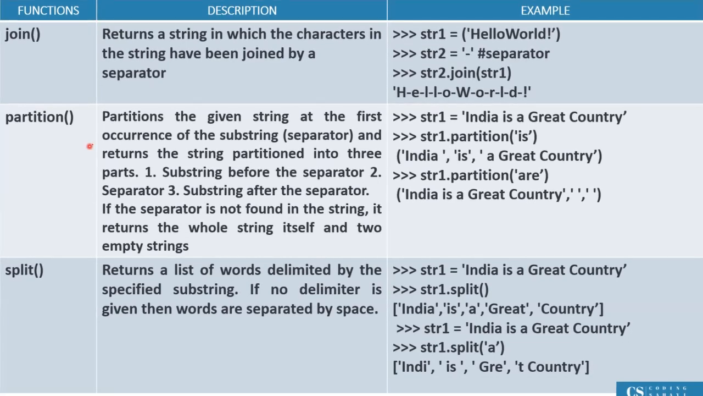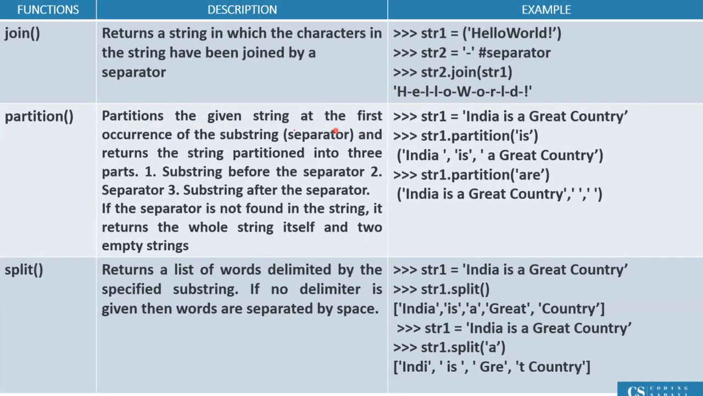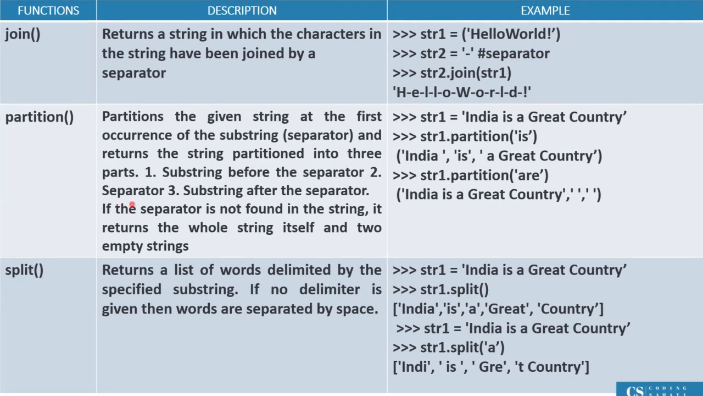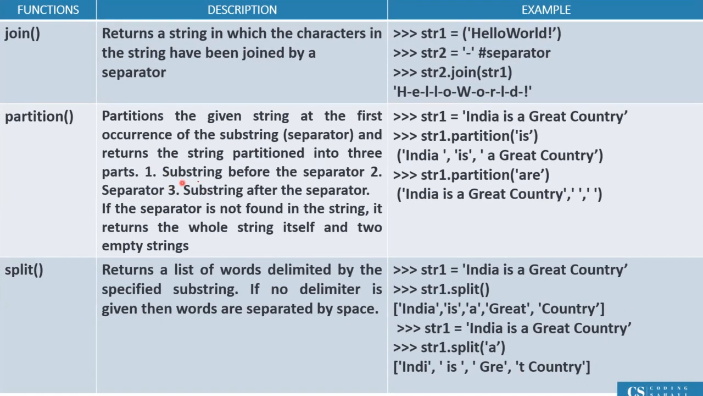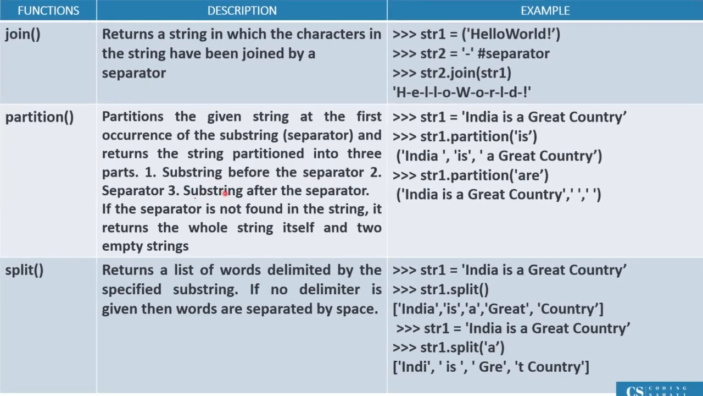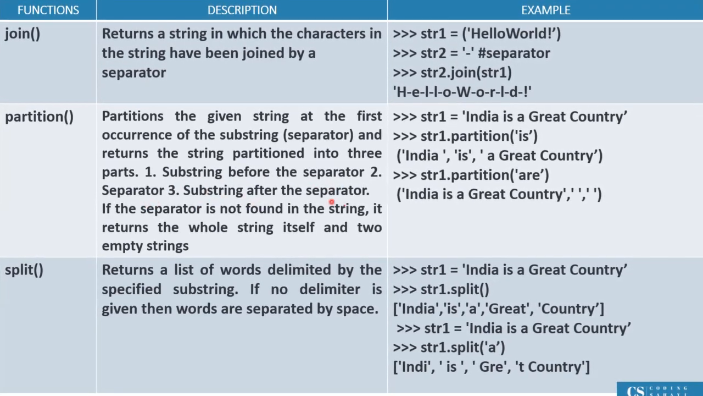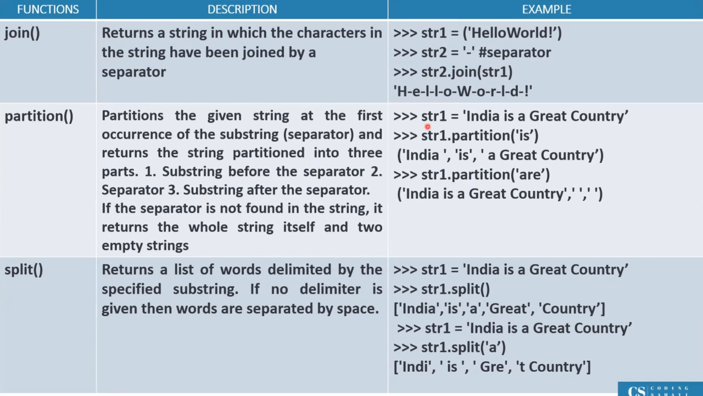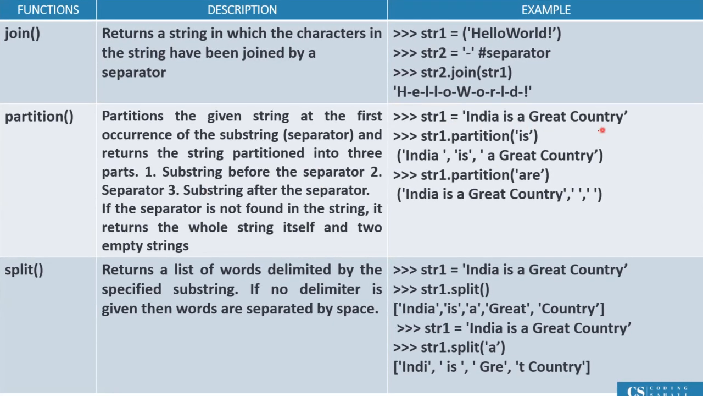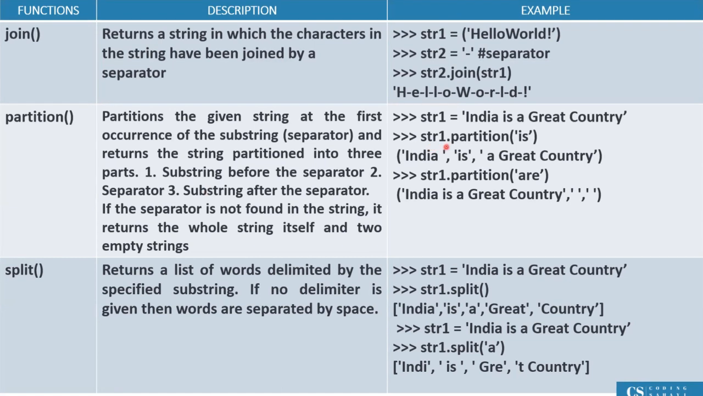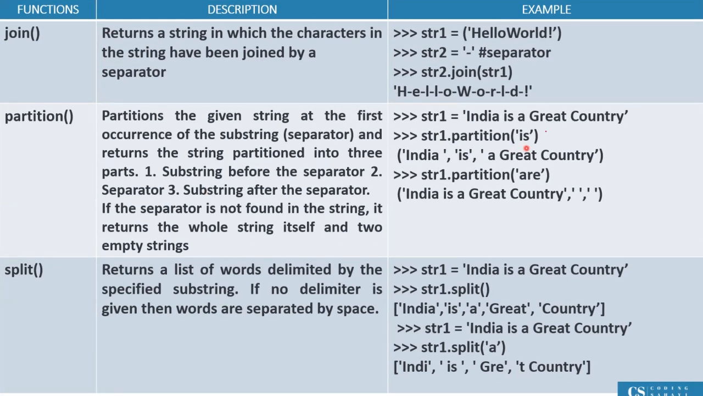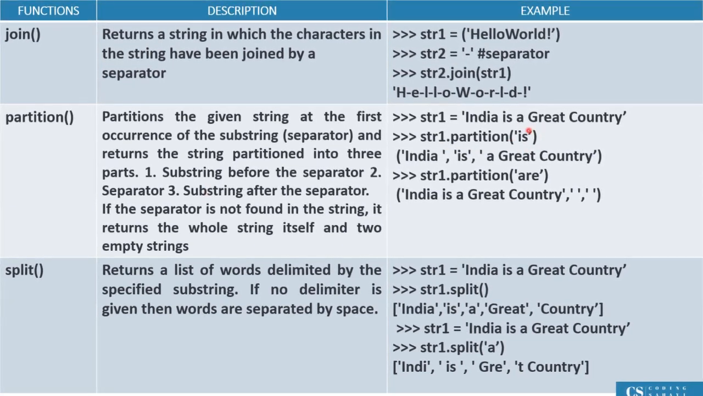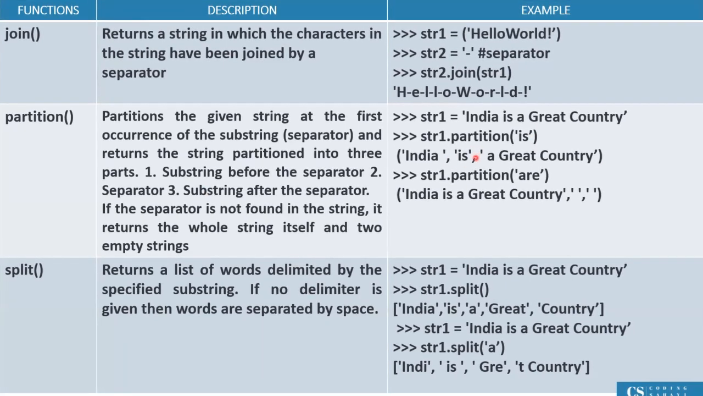Then we have partition. It partitions the given string at the first occurrence of the substring and returns the string partitioned into three parts. The first is the substring before the separator, then the separator, then the substring after the separator. Let's see an example. Here str1 is India is a great country. Then str1.partition with is as the separator. So it returns India, then is, then a great country. Is is working as a separator here.